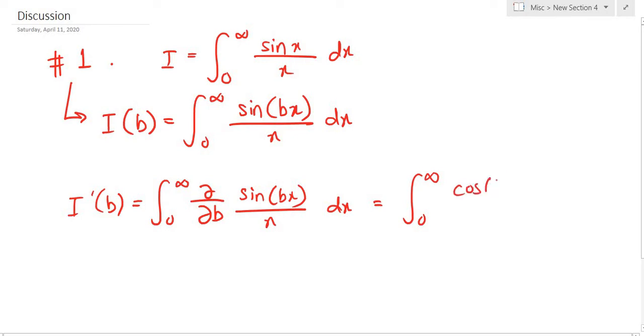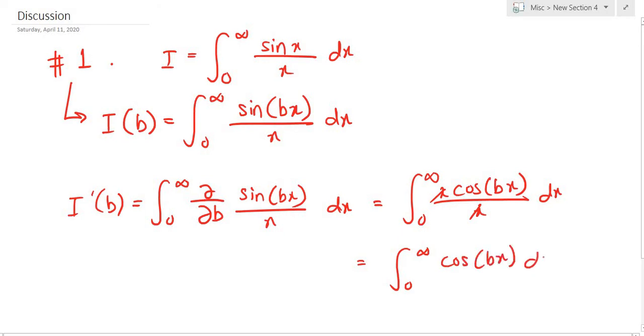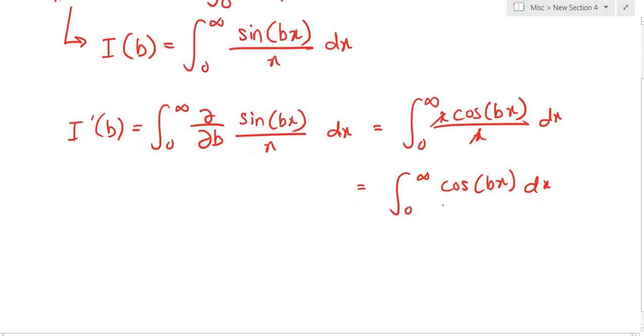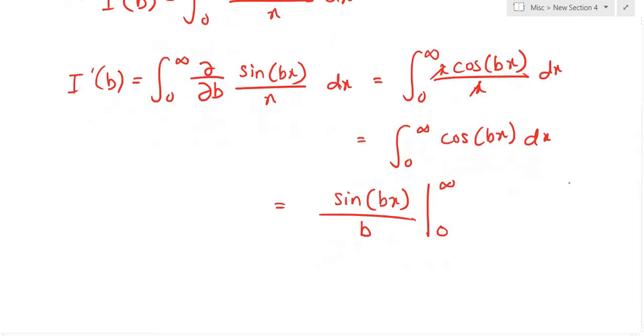well, we have to use the chain rule, so cosine of bx times x over x dx. The x's will cancel out, and we have the integral from 0 to infinity of cosine of bx dx. The antiderivative of this thing is pretty easy. It's basically sine of bx divided by b because of the coefficient inside, evaluated from 0 to infinity.